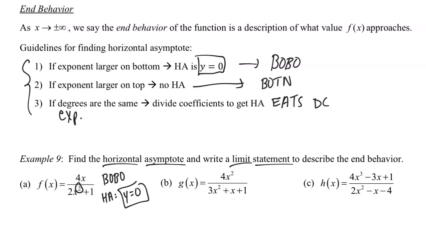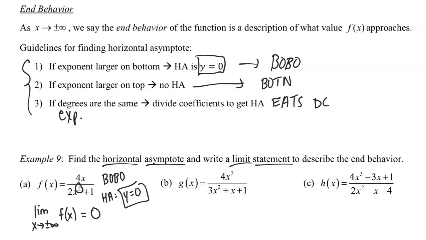Now, how do I write that as a limit statement? You did this in Algebra 2 in what we would call function notation, but we want to learn how to do it in limit notation. So here's what we do. We write LIM, which stands for limit. Underneath that, we're going to put x goes to positive and negative infinity of the function, which in this case is called f of x, and this is going to equal that value that you got for your horizontal asymptote, which in this case is 0.